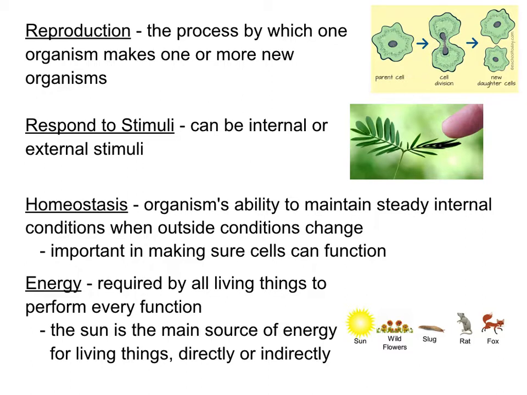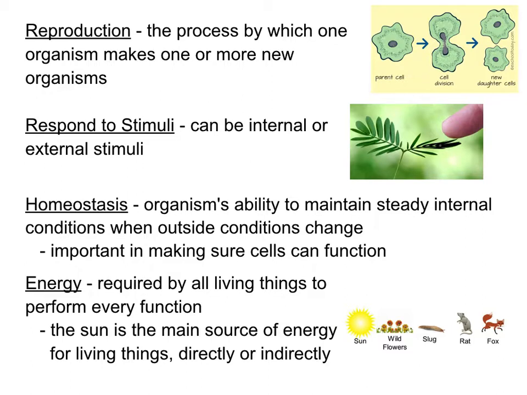Now, the sun is the main source of energy for living things. We can get it directly or indirectly. Something that gets energy directly uses the sun to produce that energy, like flowers or plants. They use photosynthesis to change the sun's energy into usable energy.